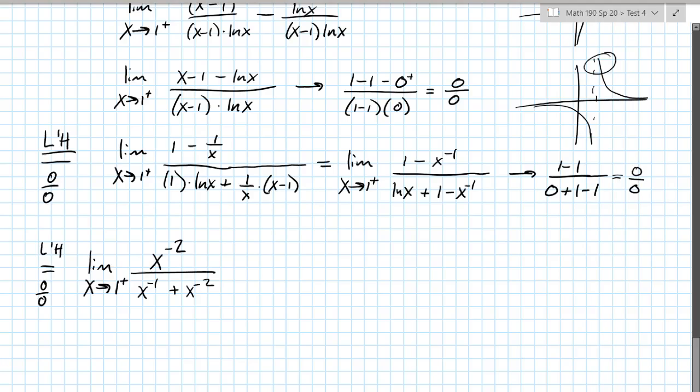Even if you square it, I can apply direct substitution and get 1 to the negative 2 divided by 1 to the negative 1 plus 1 to the negative 2, which is just 1 over 1 plus 1, which is 1/2. And we have a limit.